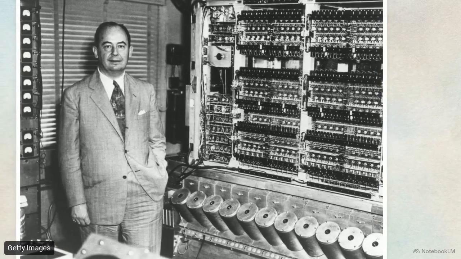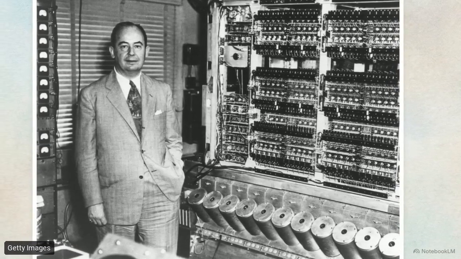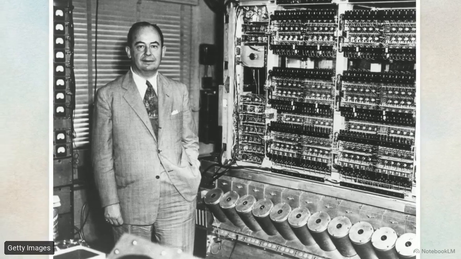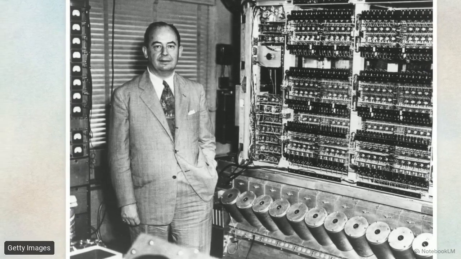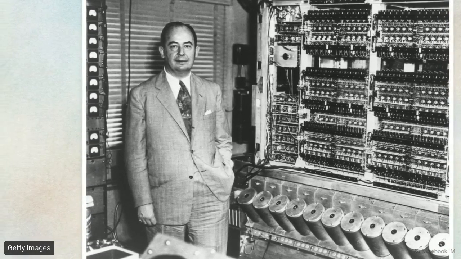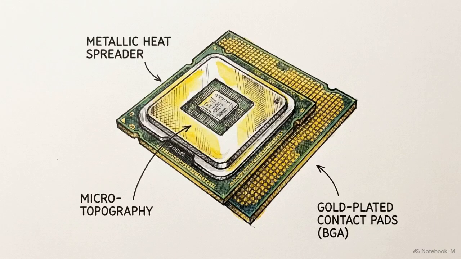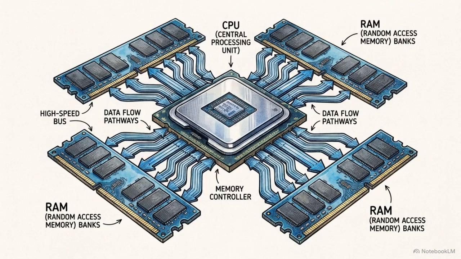Coordinating millions of logic gates in memory banks requires a blueprint. In 1945, John von Neumann formalized the architecture that defines almost all modern computers. His model centers on a central processing unit, or CPU. The CPU contains a control unit that acts as a conductor, directing the flow of electrical data between the components.